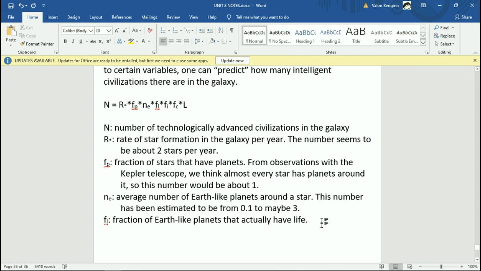Now, conversely, we have the fraction of planets that actually have life. Here's my take on this, and here's what a lot of people seem to say. And this is any life. This just means bacteria is fine for this one.